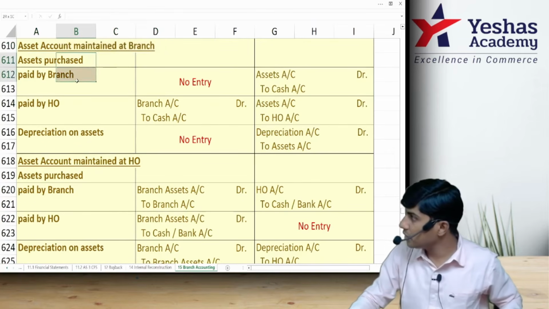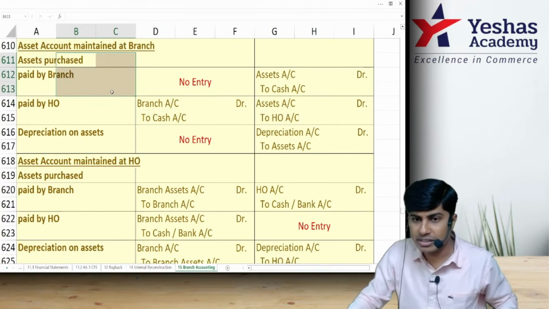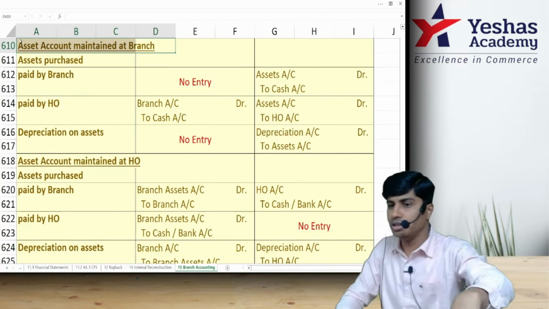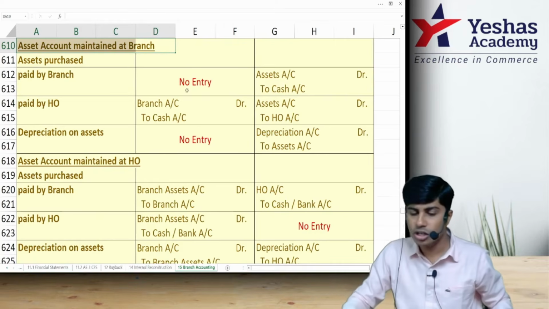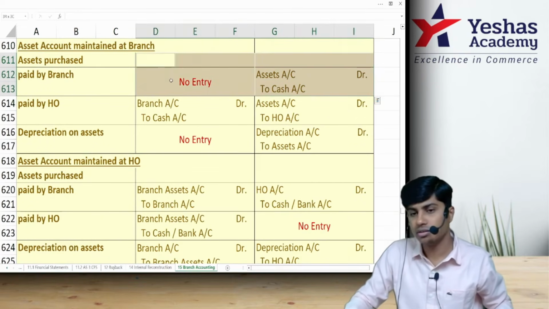If the asset is purchased and the amount is paid by branch, who's maintaining the asset? Branch only. In this case, who's maintaining the asset? Branch. So branch will write the entry asset to cash. Head office will write no entry.